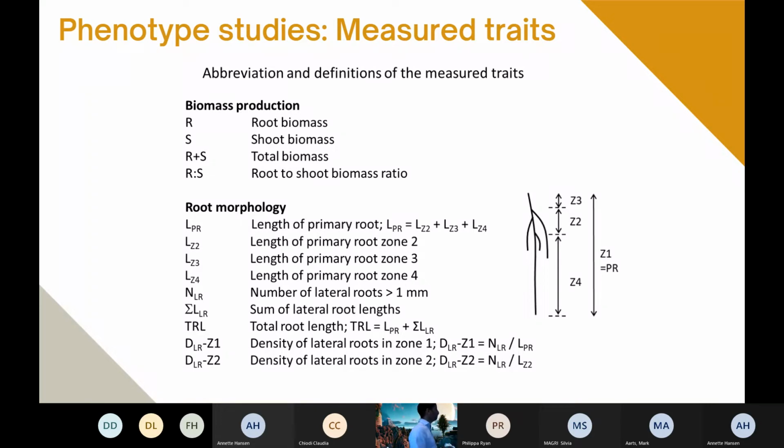and the whole root can be divided into different zones: zone one, zone two, zone three, and zone four. And also the number of lateral roots. The number of lateral roots is actually important for acquisition of nitrogen in the soil, so it's an important trait for us to look at in different accessions. And total root length, and density of the lateral roots in two different zones.